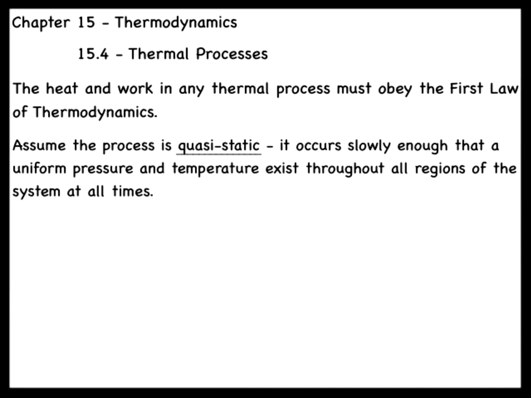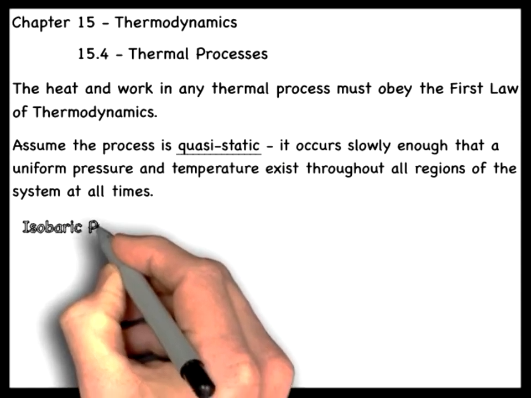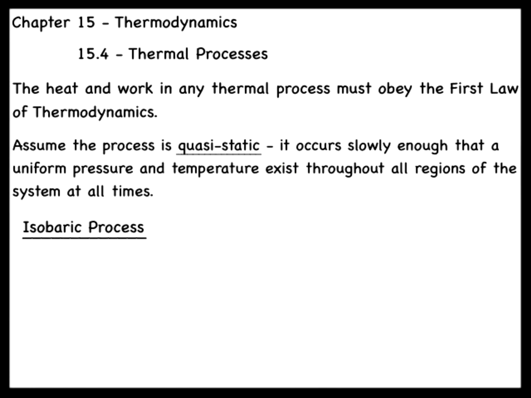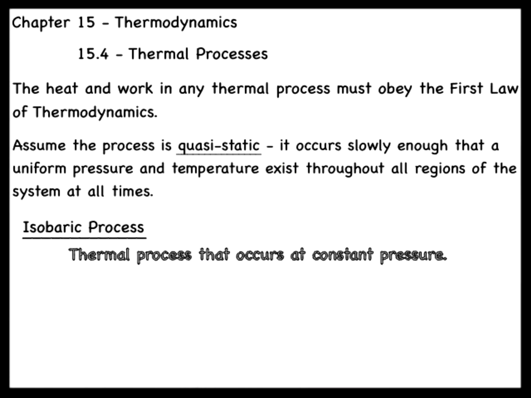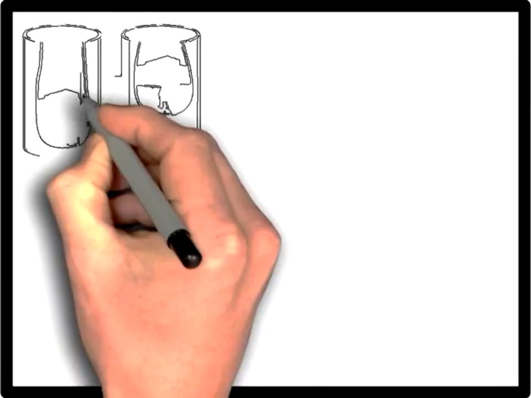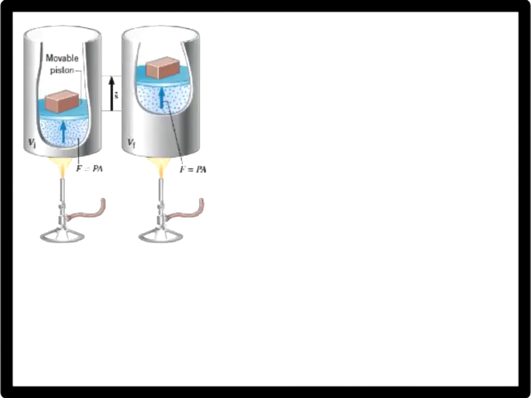The first thermal process we want to discuss is an isobaric process. This is a thermal process that occurs at constant pressure. For example, consider a substance, a solid, liquid, or gas, that is contained in a chamber fitted with a frictionless piston. The pressure in the substance is applying a force to support the weight of the piston and a block that is resting on top of it. This determines the pressure, which remains constant throughout the process.